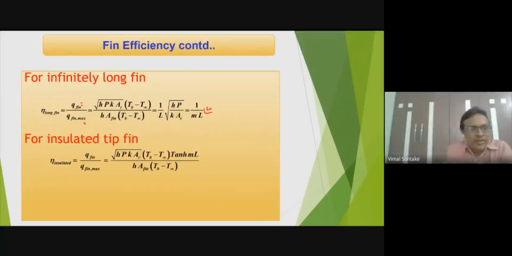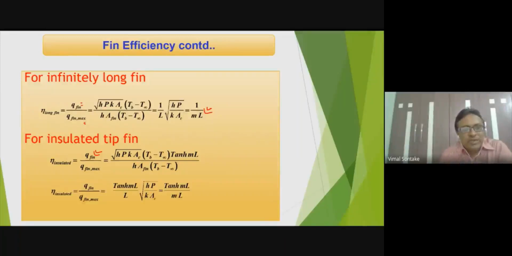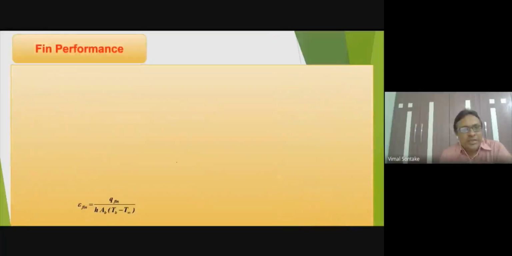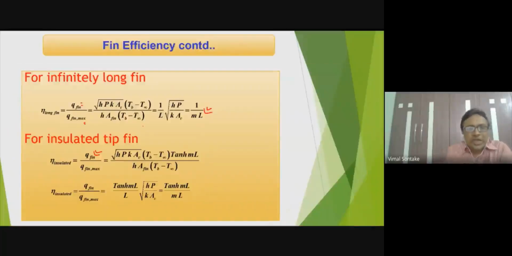For an insulated tip fin, the rate of heat transfer from the insulated tip fin is root of hPkAc (Tb minus T infinity) tanh(mL), over hA fin (Tb minus T infinity). So it can be given as tanh(mL) over mL. And in the data book, we have seen this. Similarly, this way I can calculate the efficiency of a fin under different cases.